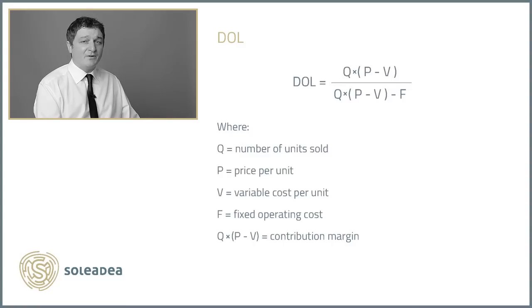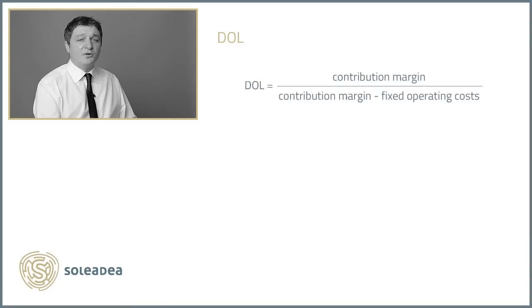The following formula, however, helps you with exam questions where you need to calculate the degree of the operating leverage. In this formula, Q is the number of units sold, P is the price per unit, V is the variable cost per unit, F stands for fixed operating cost, and Q times (P minus V) stands for contribution margin. So, the numerator is the contribution margin and the denominator is the contribution margin minus fixed operating costs.